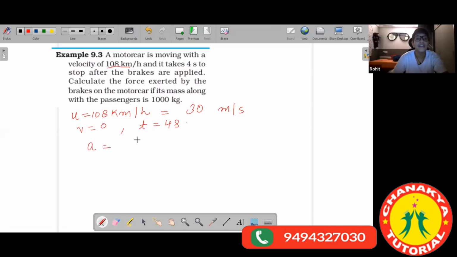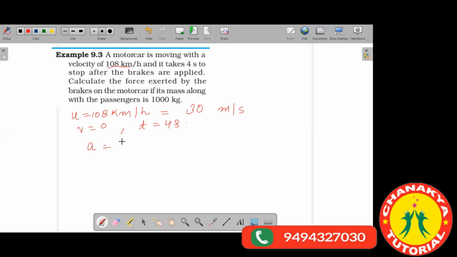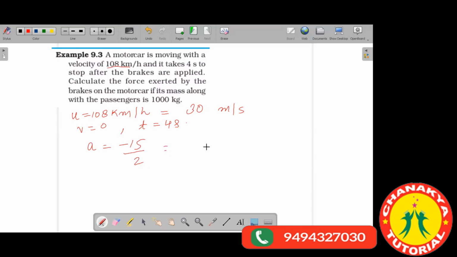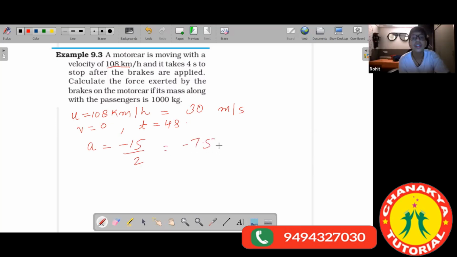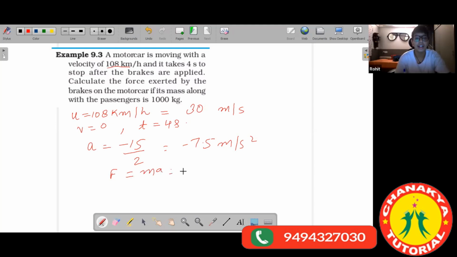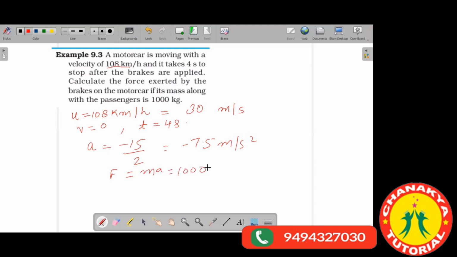Sir, the answer is 7500. Yeah, the answer is? So 0 minus 30 by 4, which will be negative 7.5. Sir, so 1000 into negative 7.5 will be negative 7500. Yeah, so force would be equal to mass times acceleration, which is 1000 multiplied with negative 7.5, that's negative 7,500 newton.